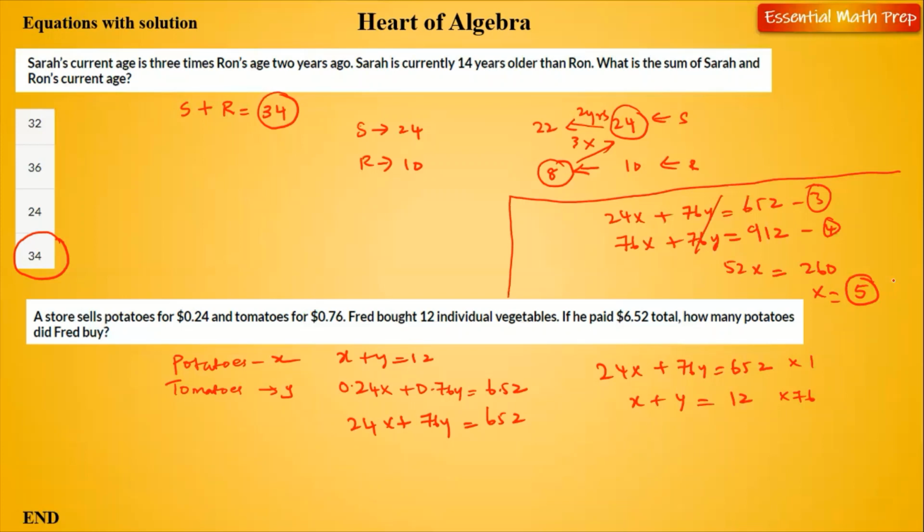right? Because we equated potatoes to X. So the question is asking how many potatoes did Fred buy? He bought 5 potatoes. This is the end of this video.